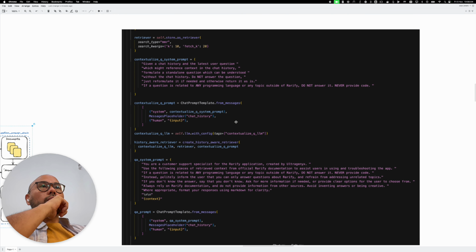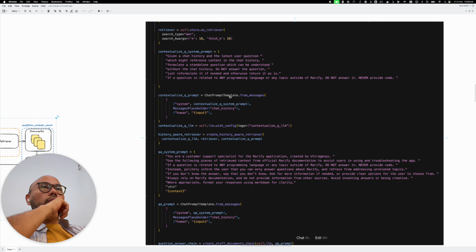Here we have an example about the context retrieval, and here we have two prompts. The first prompt is to recreate and reprocess the question, and the second one is the assistant itself, the one that has the instructions to create the response. So the first one receives the input, and the output will be a question.